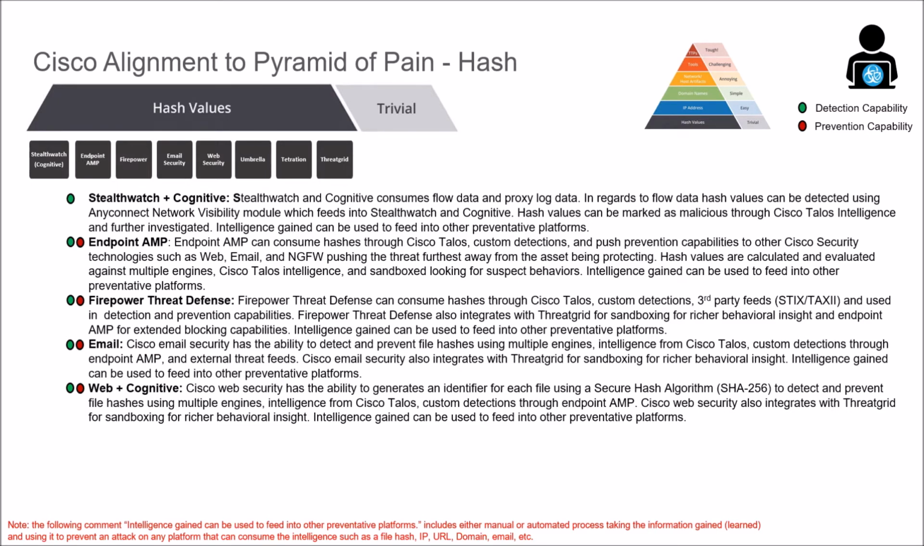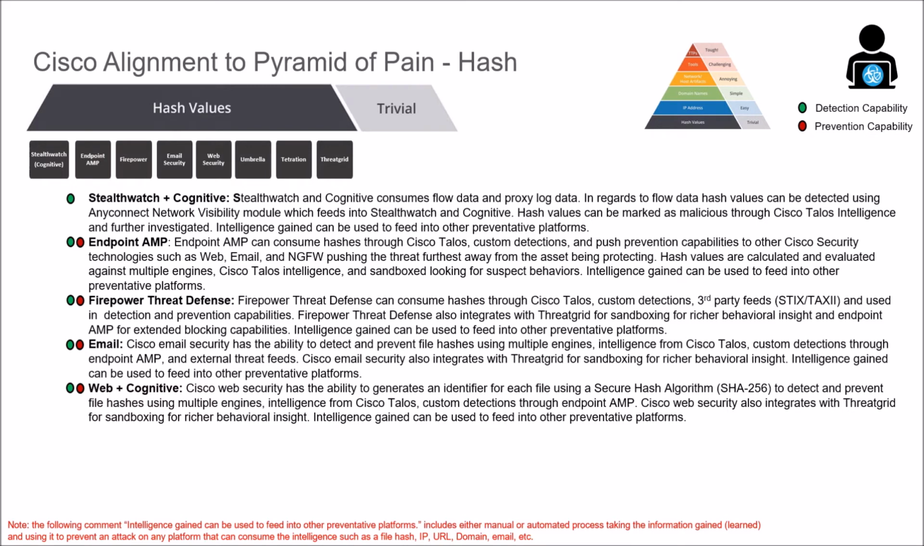Firepower Threat Defense consumes hashes, obviously Cisco Talos, custom detections. We can also do third party feeds using STIX. And it can be used both as a detection and preventive capability. Firepower also integrates with ThreatGrid, so now you get that sandboxing and you get that rich behavioral insight as well. Again, the ability to share the intelligence that you get from Firepower and feed that into other platforms.